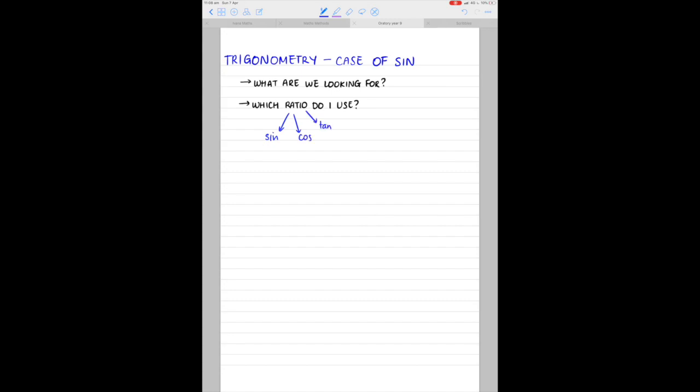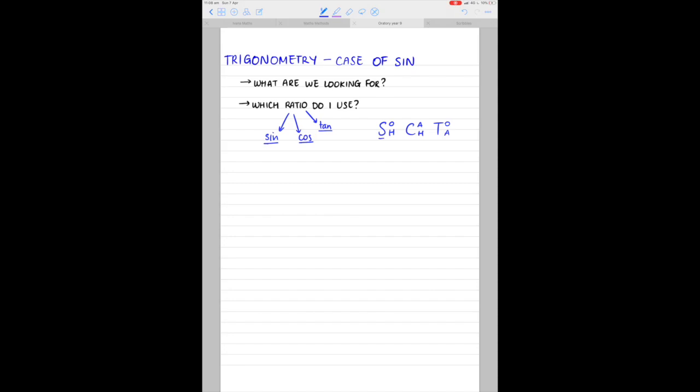Now there are many ways to remember which ratio to use and what is required for each ratio, but the best way I find that helps me is to remember the SOH CAH TOA method. Each one will tell me what information is required for each ratio.